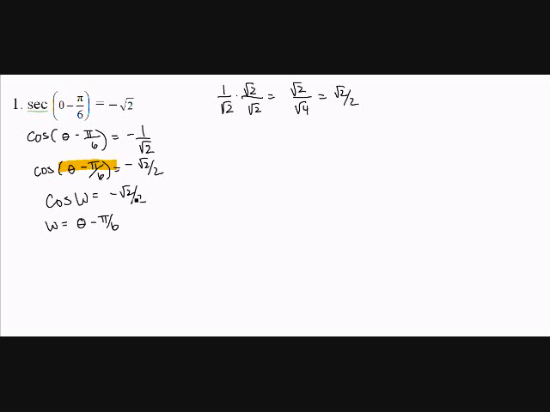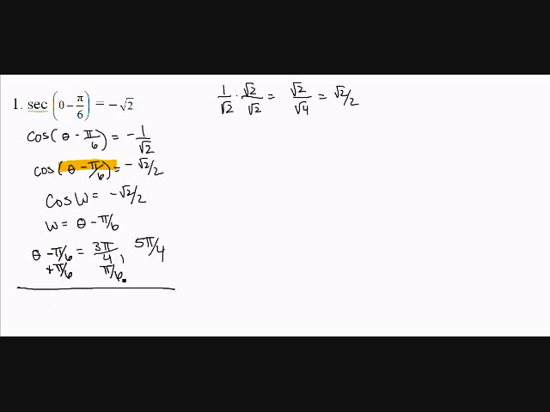So cosine equals radical 2 over 2 at pi over 4, but we want it to be in the second and third quadrant because that's when cosine is negative. So w is equal to 3 pi quarters and 5 pi quarters. But we've already said that w is equal to theta minus pi over 6. So how would you solve this simple equation? You would just add pi over 6 to both sides. So therefore I have to add 3 pi fourths plus pi over 6 and 5 pi fourths plus pi over 6.